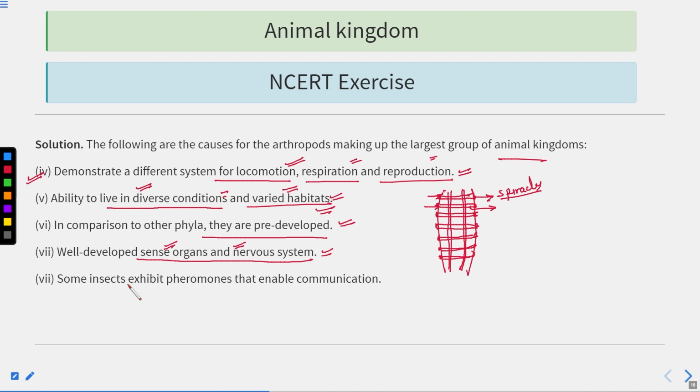Some insects exhibit pheromones, which enable communication with the help of some secretion of hormones, also called pheromones. So that enables communication in a group of insects. Okay, this is how they communicate with the help of these pheromones.